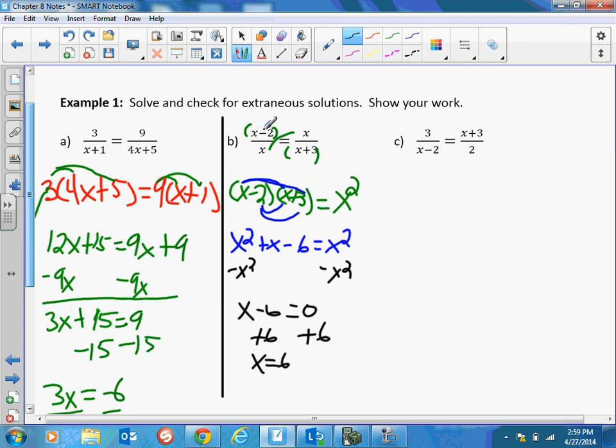But you can plug that in. 6 minus 2 is 4. 4 divided by 6 is 2/3. 6 over 9 reduces down to 2/3 as well, so that does check out.